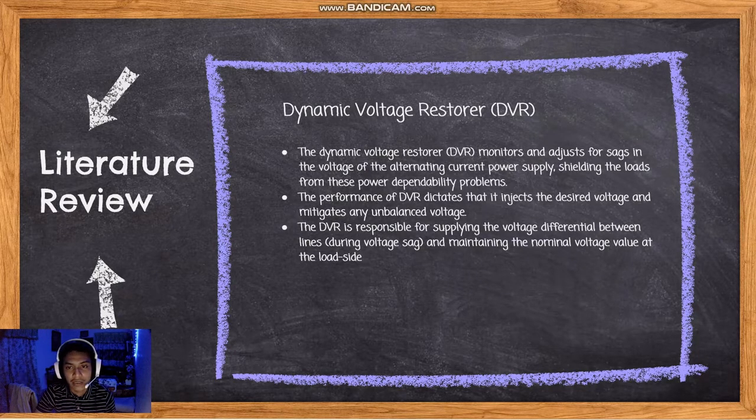Dynamic voltage restorer (DVR). The DVR monitors and adjusts for sags in the voltage of the alternating current power supply, shielding the loads from these power dependability problems. The DVR detects and injects the desired voltage and mitigates any unbalanced voltage. The DVR is responsible for supplying the voltage differential between lines during voltage sag and maintaining the nominal voltage value at the load side.